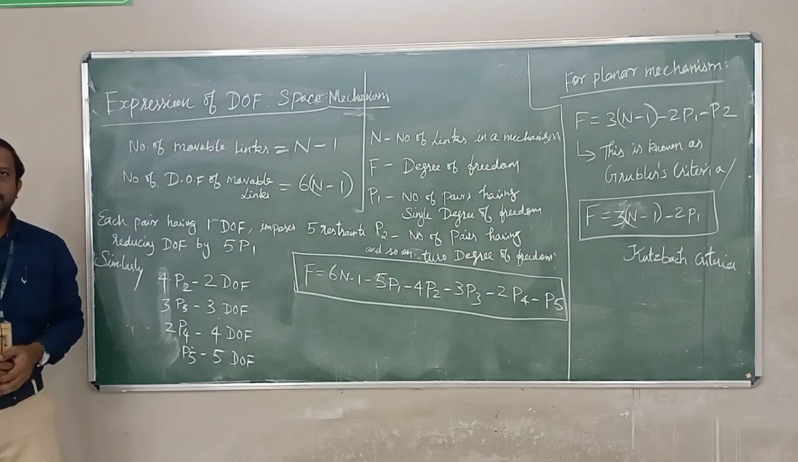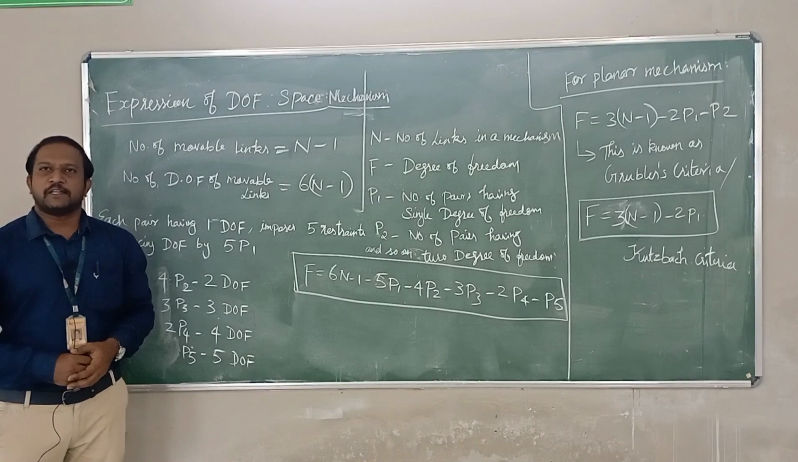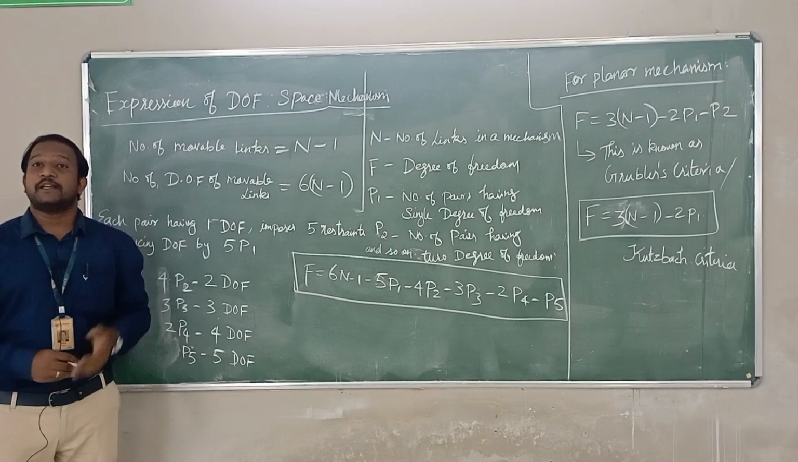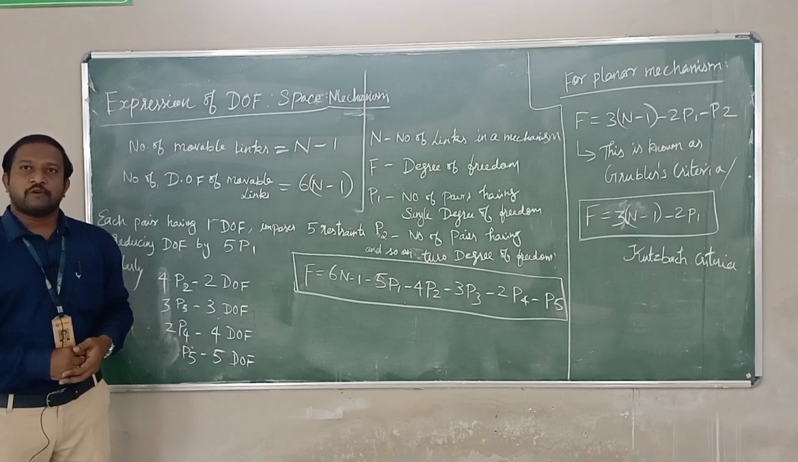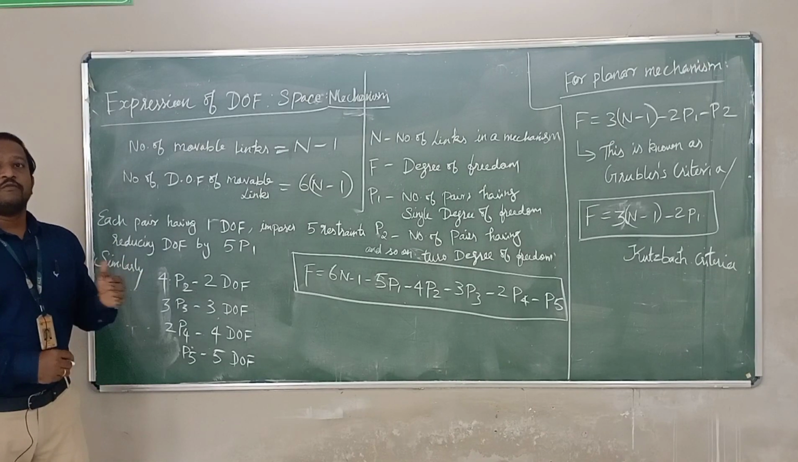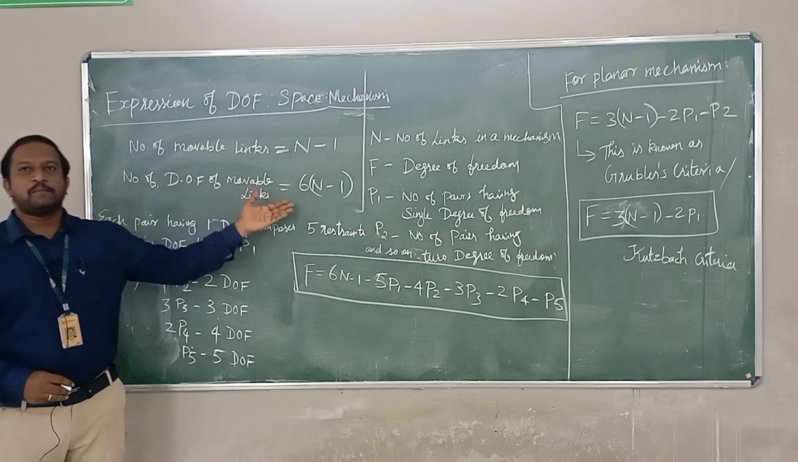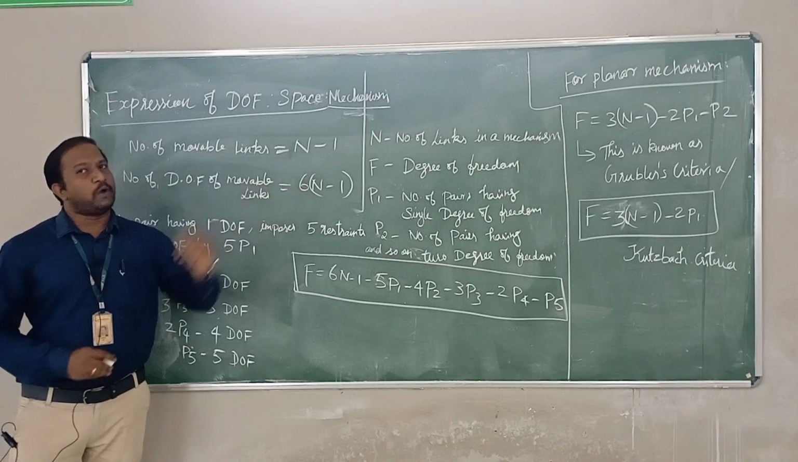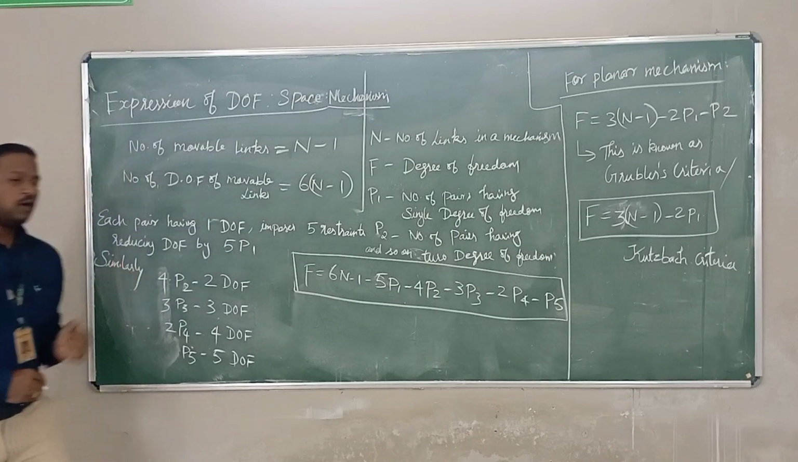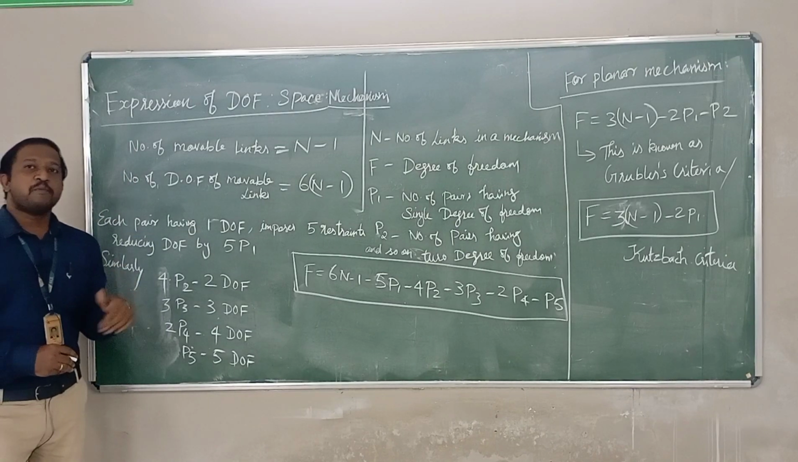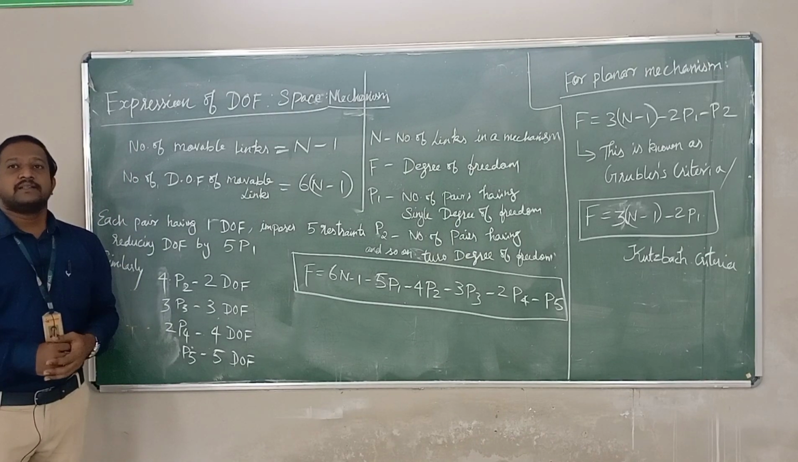So you know very well, any object placed in space possesses 6 degrees of freedom. Now I'm going to count the number of degrees of freedom for movable links in a space mechanism. So I'm going to multiply 6 into n minus 1. Now I'm going to find how many pairs have a single degree of freedom.